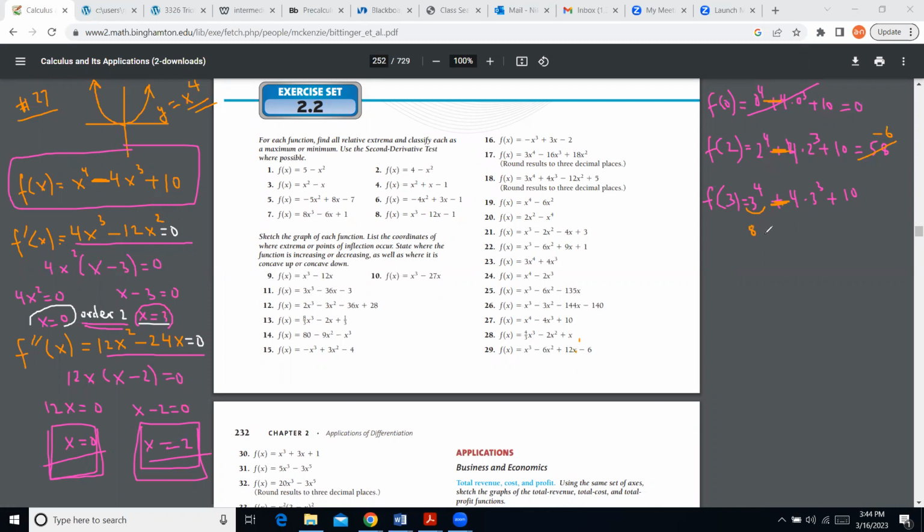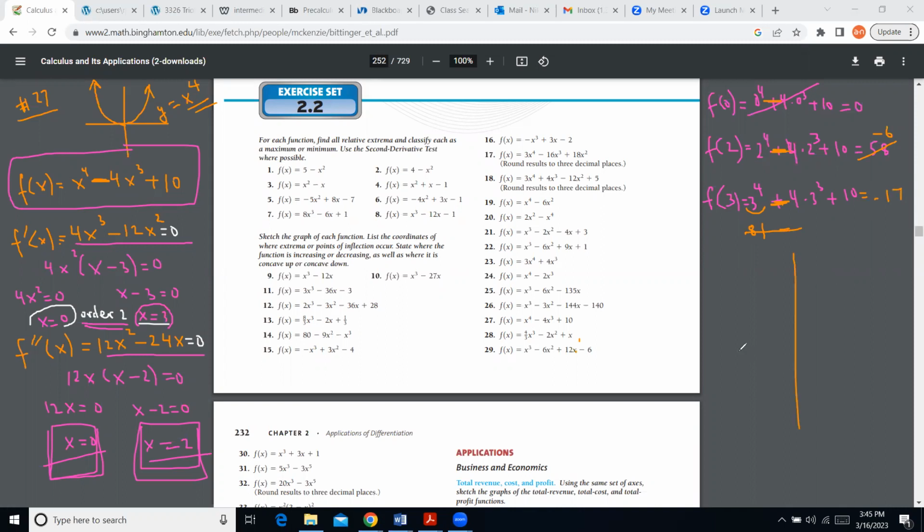Now, let's do this again. 81, right? 9 times 9. And then we subtract from this 27 times 4. So notice that 3 cubed could be factored out. 3 minus 4 is negative 1. So it's negative 27. So you can see this is just minus 27 and 10 is minus 17.